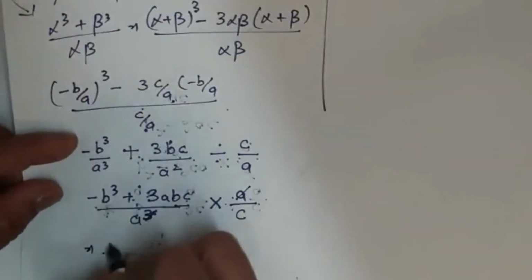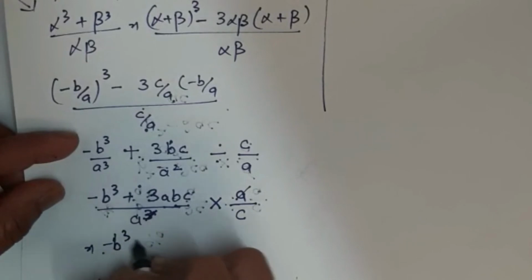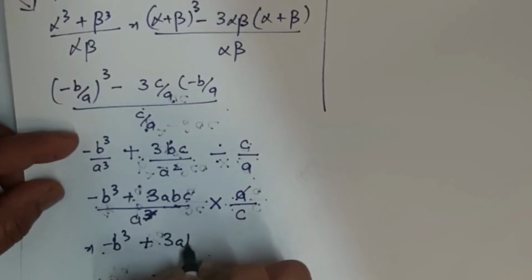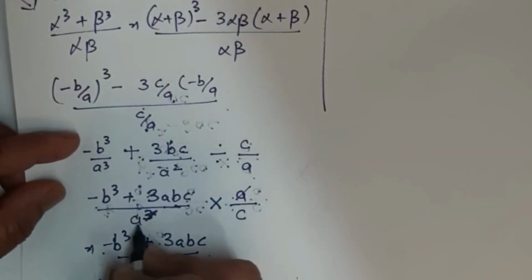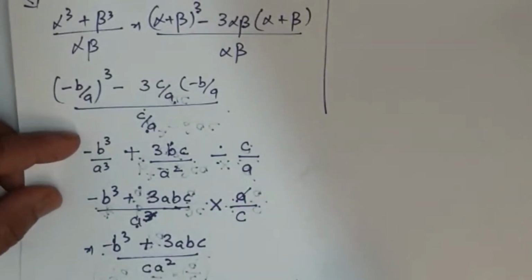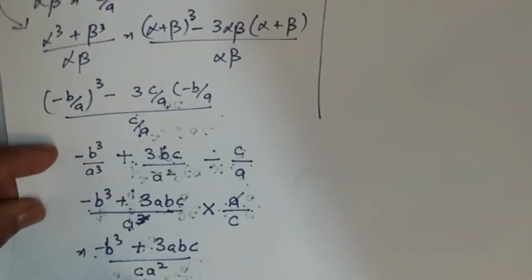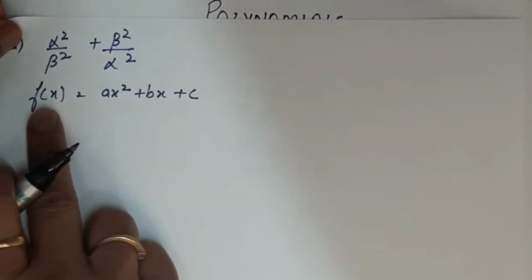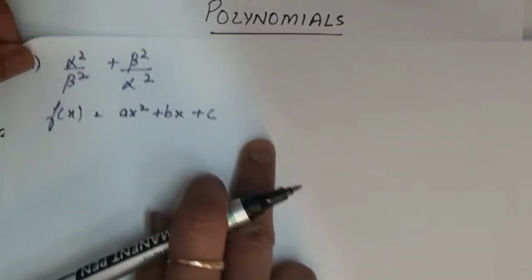So the value comes out to be minus b cube plus 3abc upon a square is left over here. So c a square. So this is the answer. Okay, now the third question. I have written the question already for you, and the equation given to us is this.